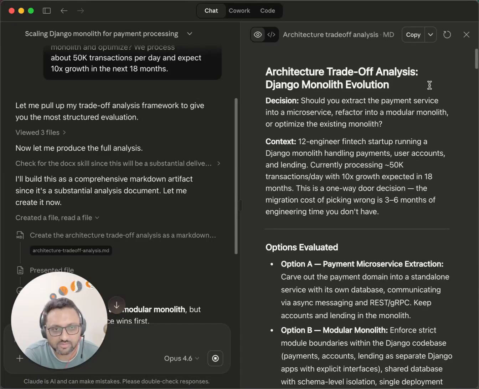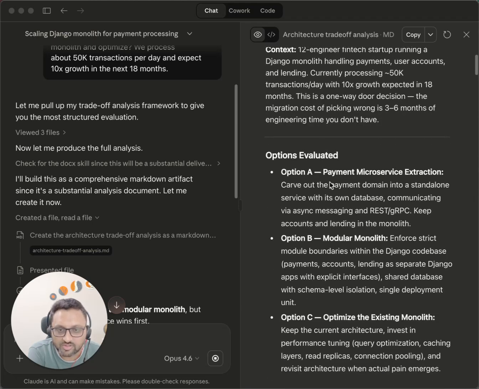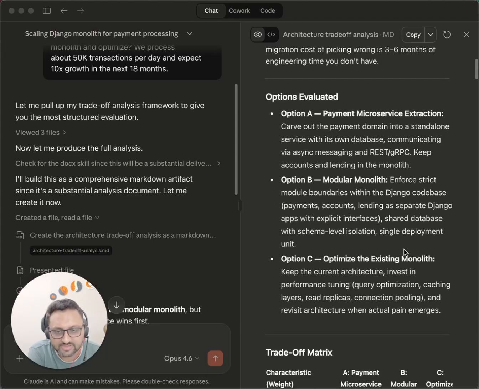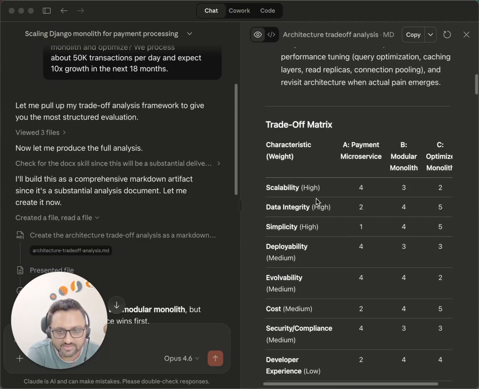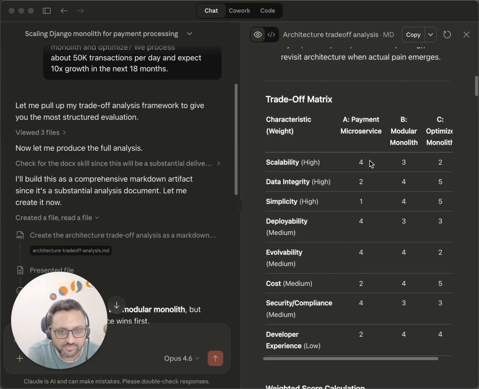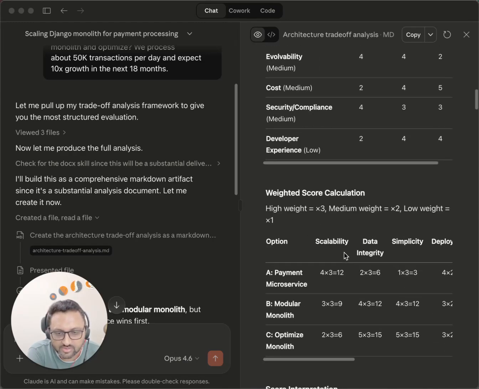Report is ready. Now let me show you guys what all it has. It has the decision, giving full context of what you already provided. It talks about the various options: payment microservice extraction, moving to a modular monolith, or optimizing the existing monolith altogether. It did the trade-off analysis. As you can see, all the architecture characteristics it used. It ranks all those options based on weighted scales. You can see how the calculations were made.